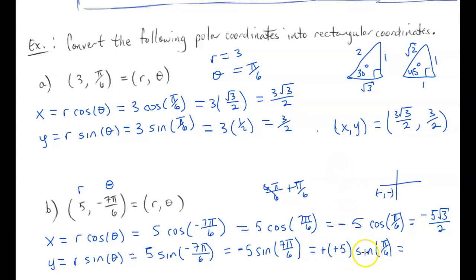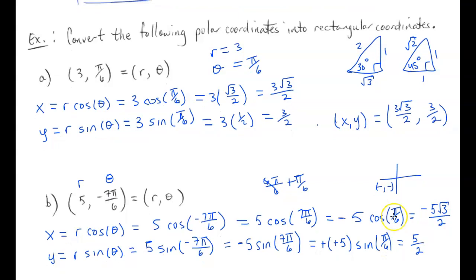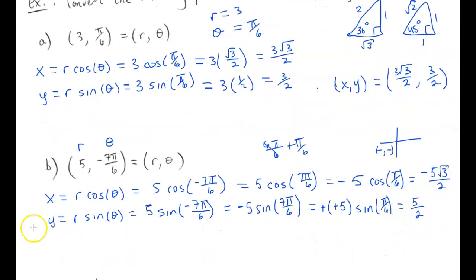And then, of course, sine of pi over 6 is just going to be 1/2 because we know that's opposite over adjacent. So here we just got 5/2. And that will be it. So for this answer, this will just end up being the point negative 5 times square root of 3/2 and 5/2.